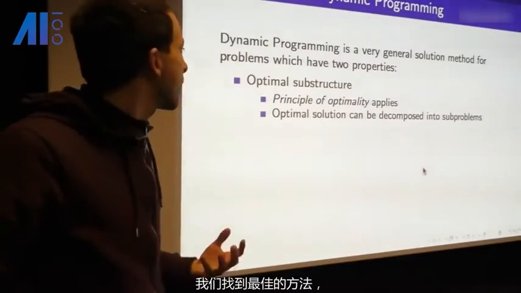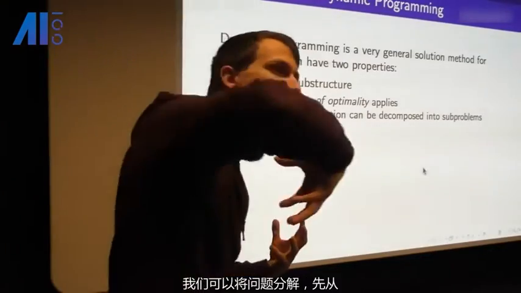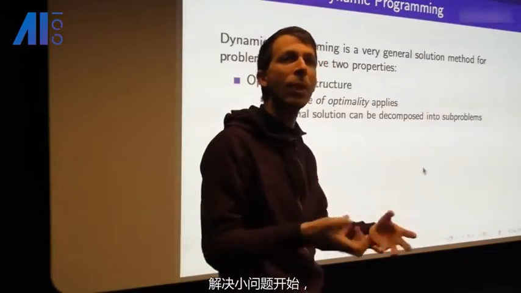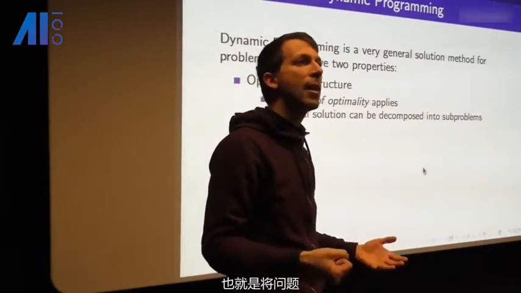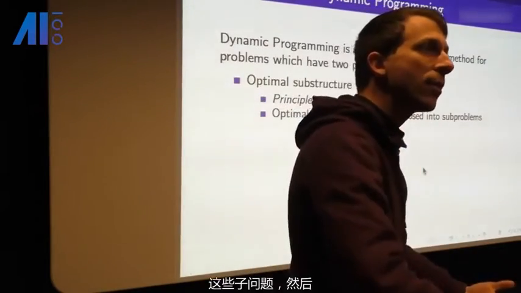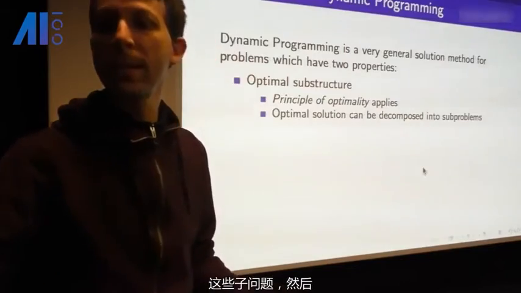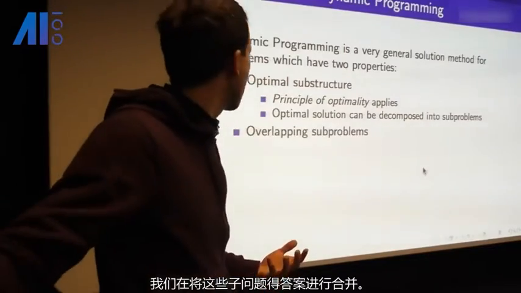And so this basically tells us that we can take our optimal solution and we can decompose it. We can start working with these little fragments, solve for these smaller problems first, divide and conquer. We can break things down into simpler pieces, solve for those simpler pieces, and then put them back together again.